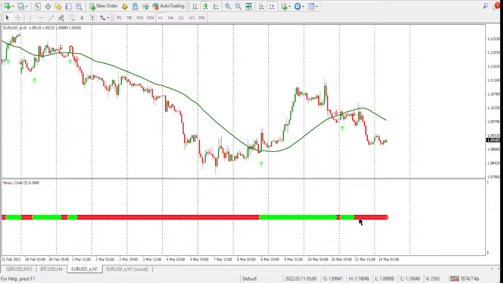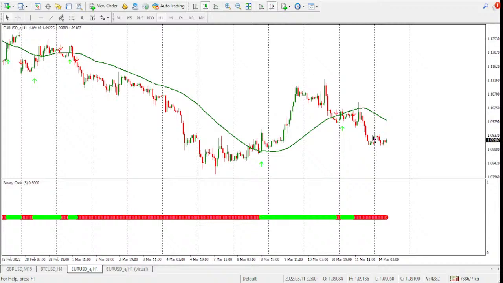So red means we are in a sell. Green means we are in a buy. So we're supposed to sell when the red arrow shows up like this. When it shows up, this is a sign that you're supposed to look for sell positions. So as it is right now, we're looking for more sell positions.